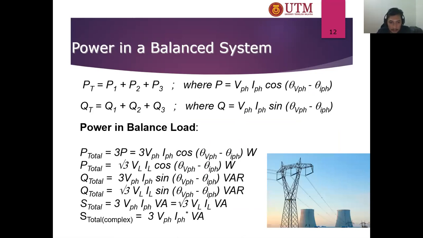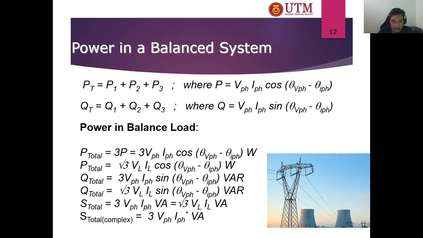Okay, so power in a balanced system. So we go back to the balanced system. How to calculate the power in a balanced system? In a three-phase balanced system, the total power of the system is simply the summation of all phases. So P1 plus P2 plus P3 for the real power, and the reactive power is also the summation of the phase 1, phase 2, and phase 3 reactive power. Where P is V phase, I phase, cos of the difference angle between the phase voltage and the phase current of that respective phase. And Q is V phase, I phase, sine of theta V phase minus theta I phase.